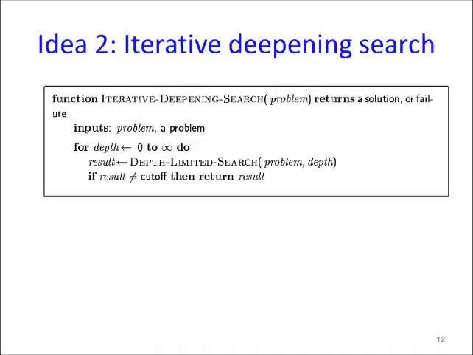So the idea is the following. Suppose somebody told you, this really rich man who knows everything, or God, came along and told you the goal lies at depth 10. Which algorithm would you use? Depth first search. Exactly. Why?